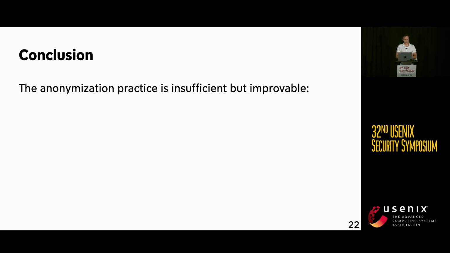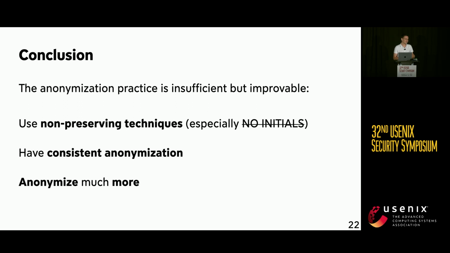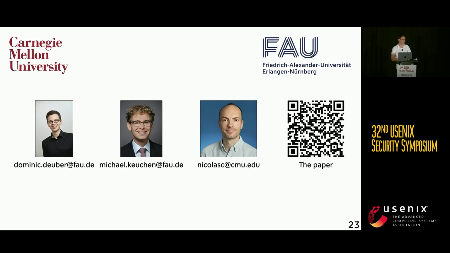So to conclude, we saw that the anonymization practice is highly insufficient but improvable. The courts should use non-preserving techniques, especially they should not use initials. They should have more consistent anonymization, not only within one court decision, but also between different court decisions, and ideally also between the media. And finally, they should anonymize much more, especially because we saw that all techniques, even those that are information theoretically secure, are still vulnerable.